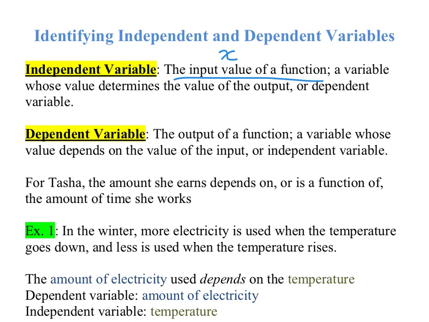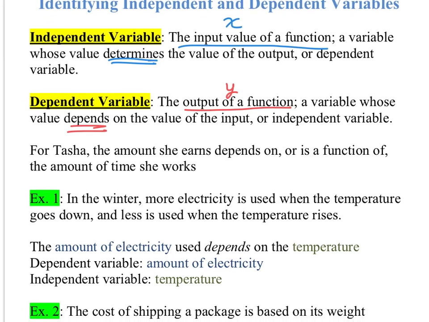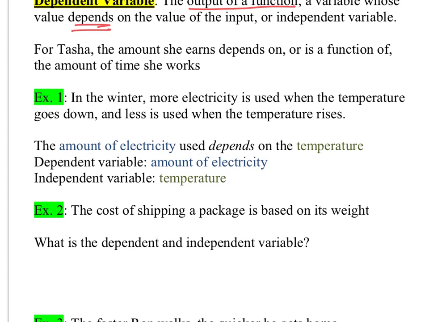It's a variable whose value drives the value of the output or the dependent variable. So your dependent variable is your output of a function, which is your y. And it is a variable whose value depends on the value of the input. So we already talked about Tasha. The amount of money she earns depends on, or is a function of, the amount of time she works.